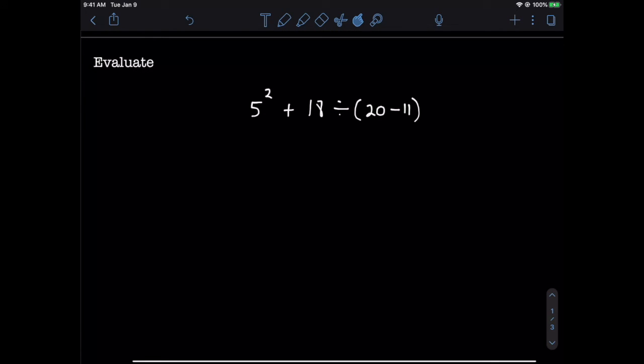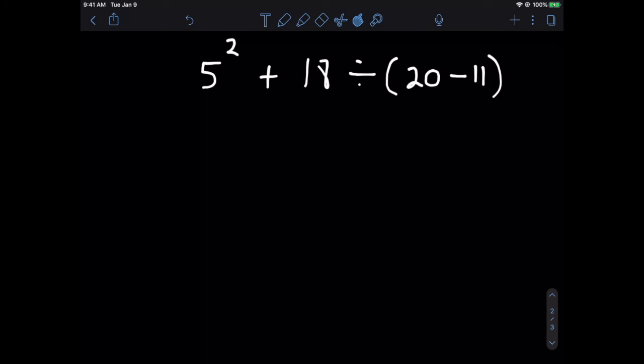This time we want to evaluate 5 squared plus 18 divided by parentheses 20 minus 11. There seems to be more going on here. We see again that we have a parentheses term that we're going to have to deal with. We also have an exponent right here that we're going to have to do after that, and then we also have division. So there's a lot of things that we got to keep track of. But first things first, let's do our parentheses here.